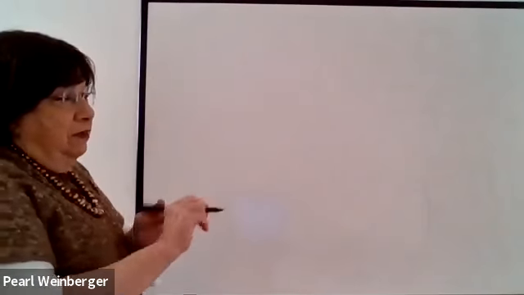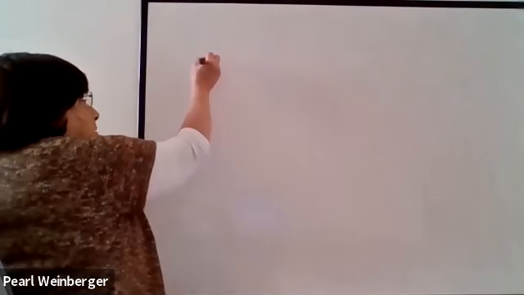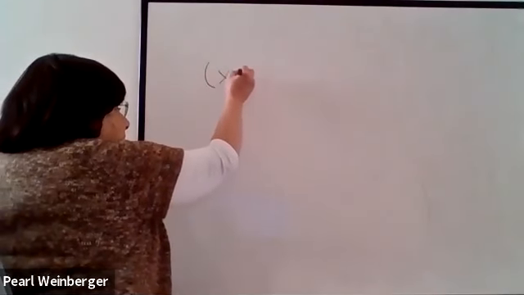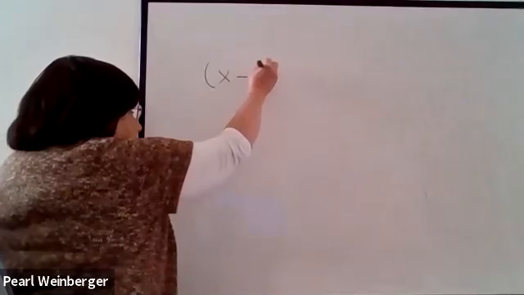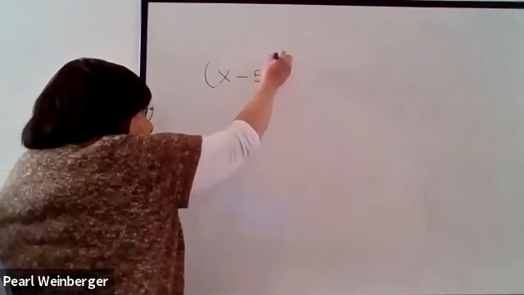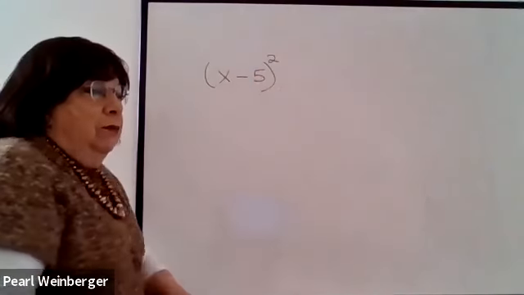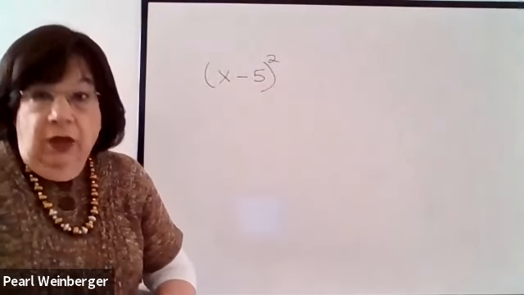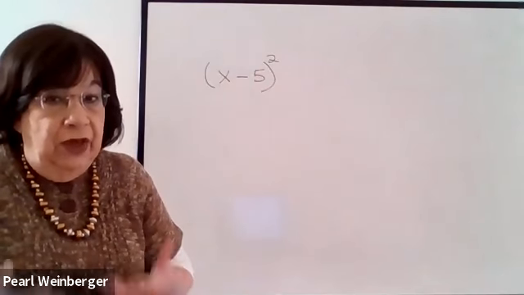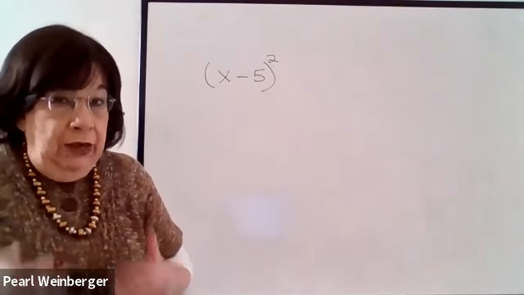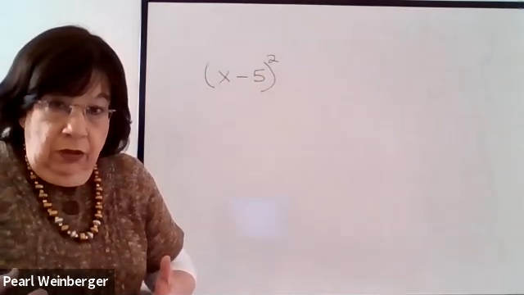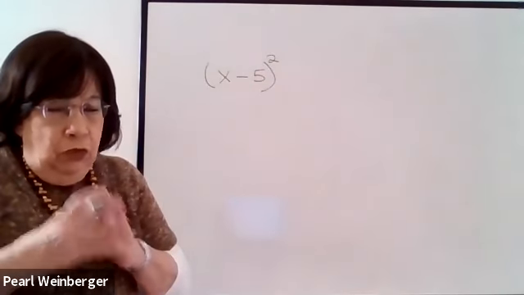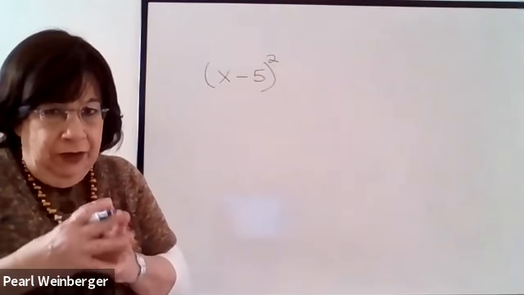And some of this I'm just going to remind you. Let's say we have an expression like x minus 5 squared. We have a binomial squared. Remember I talked about there being a quick way of doing it. Of course, you can do x minus 5 times x minus 5 and use FOIL. But when you have a binomial squared, there really is a pattern that you can follow.